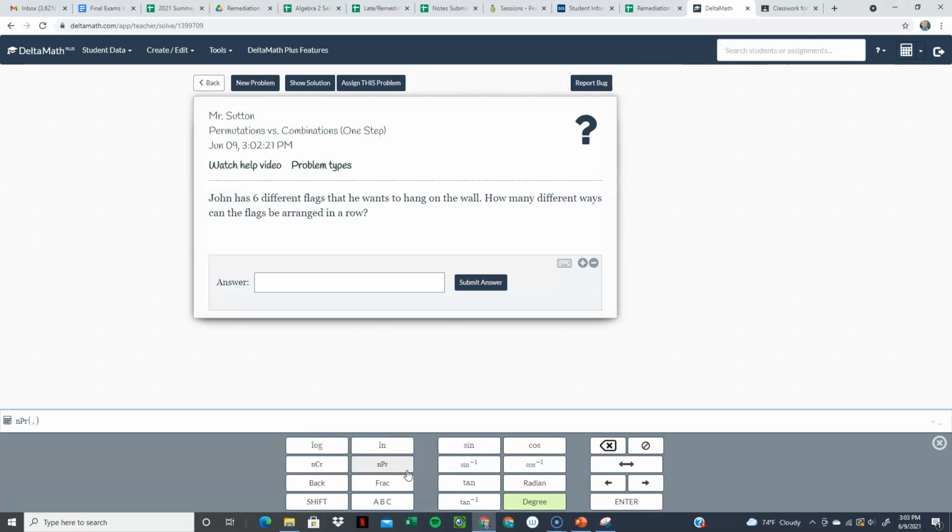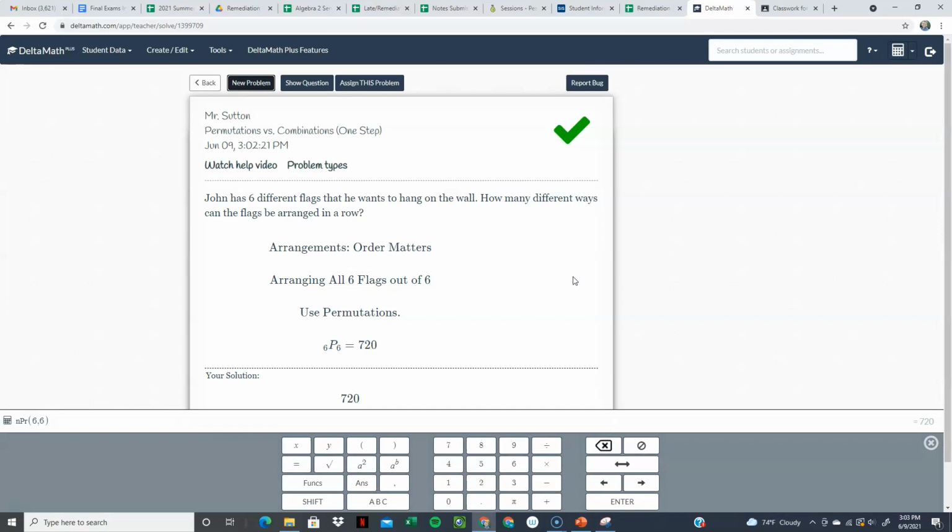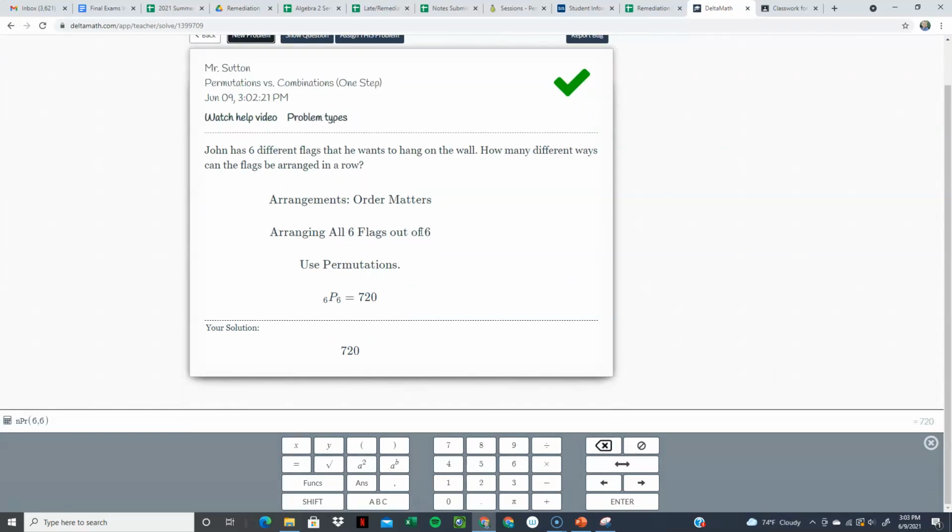So permutation formula, and then we have 6 different flags that we're ordering in 6 different ways. So in this one, both N and R equal 6. Right? We have the 6 flags and we're putting them in 6 different positions. So out of 6 flags going into 6 spots, N equals 6 and R equals 6. So that would be 720. Arranging all 6 flags out of 6.